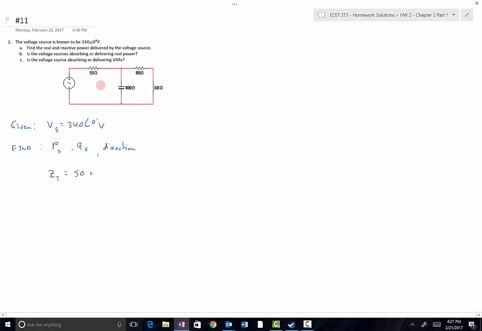So that parallel combination is going to be equal to minus J100 times 80 plus J60, over minus J100 plus 80 plus J60. This takes care of the parallel formulation, and then we add that to the series 50 ohms. Throw that in your handy dandy TI-89 and you get 150 minus J50 ohms for the total circuit impedance.